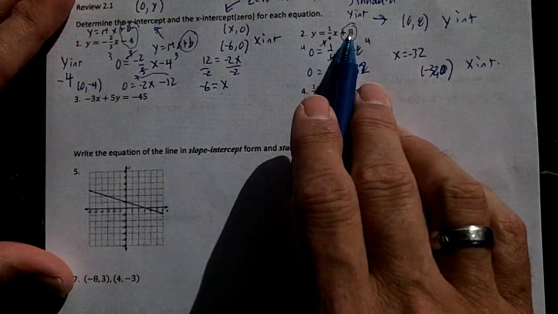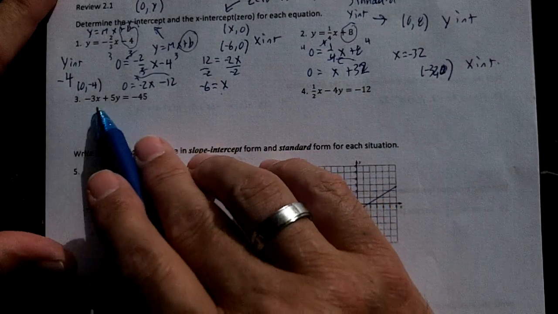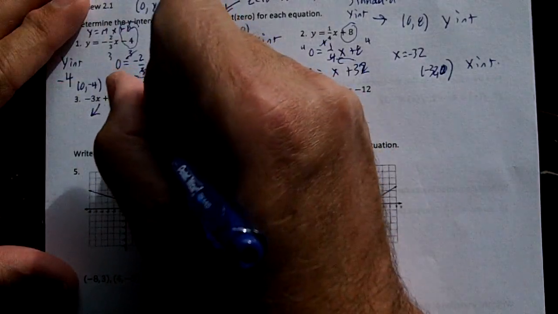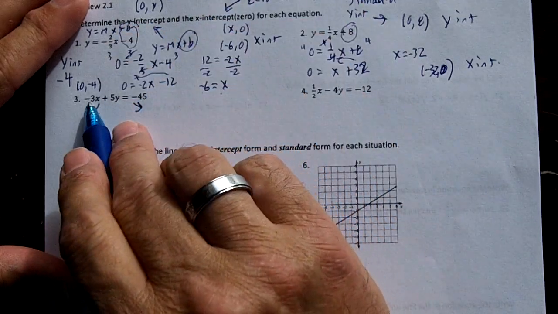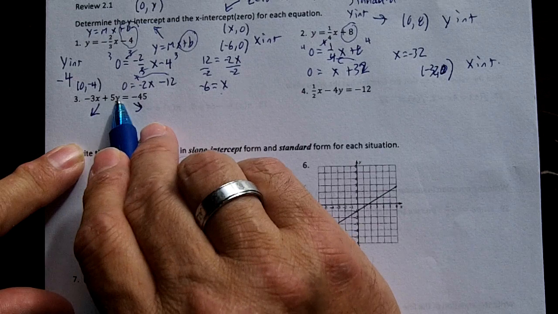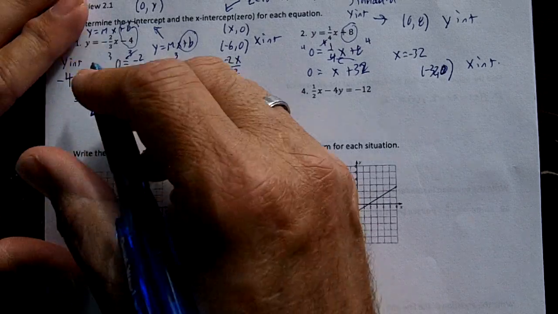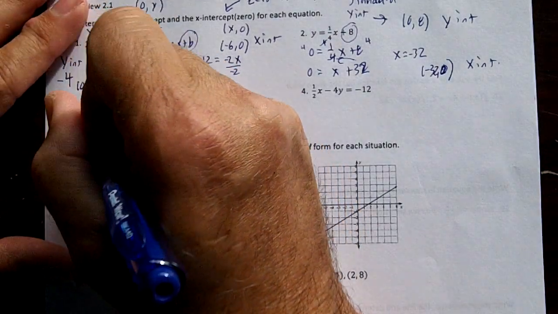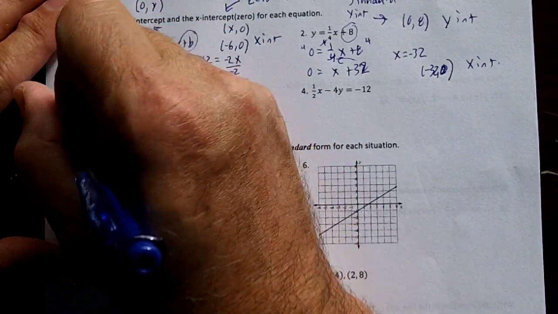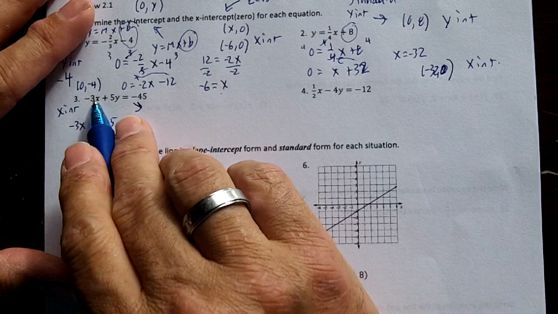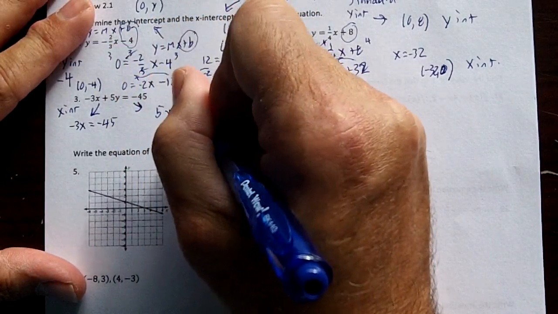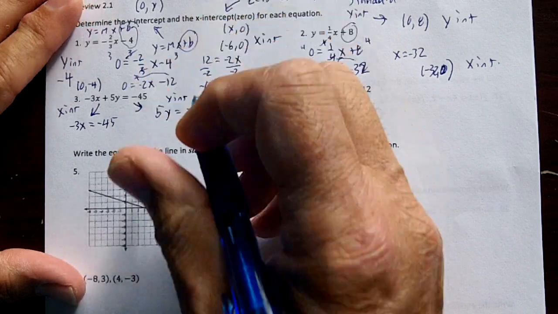Remember, if it's in y-intercept form, you're going to know your y-intercept. This equation's in standard form, right? So if it's in standard form, you can split the equation up and take the x and y out. So if I replace y with 0, I'm going to get 5 times 0, 0. The 5y is going to go away. So I'm going to have negative 3x equals negative 45. This is going to give me my x-intercept. And then over here, I'm going to replace x with 0. I'm going to get 5y equal negative 45. This is going to give me my y-intercept.